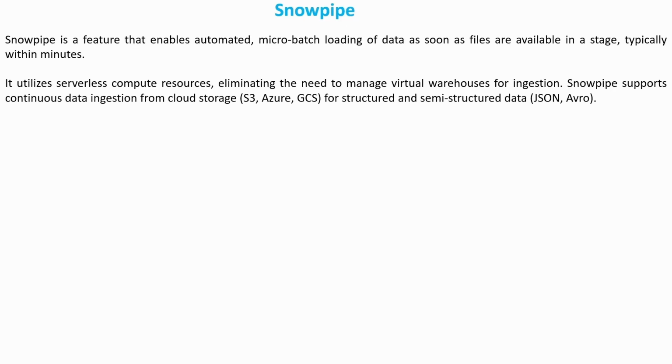Next up is the most important and my favorite topic, Snowpipe. Snowpipe is a feature that enables automated micro batch loading of data as soon as files are available in the stage, typically within minutes. It utilizes serverless compute resources, eliminating the need to manage virtual warehouses for ingestion. Snowflake supports continuous data ingestion from cloud storage like S3, GCS, Azure from structured and semi-structured data.